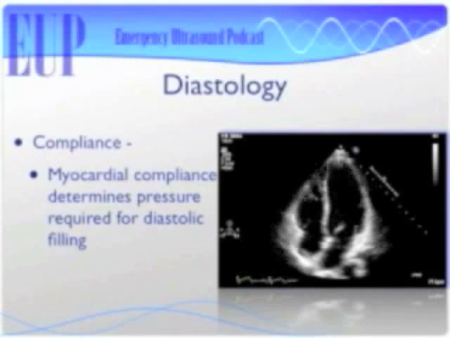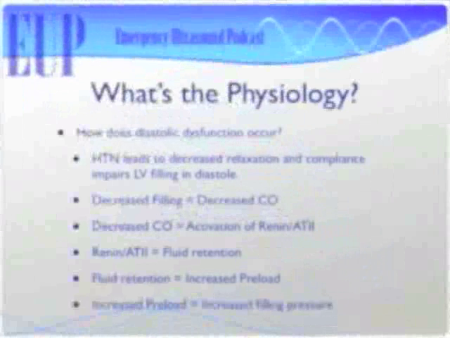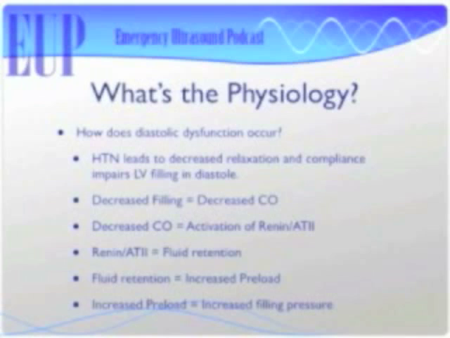So what's the physiology? How do these people go from having normal, pliable hearts to having hard hearts? The reason it occurs is usually because of hypertension. There are other reasons, but the main one we're going to talk about is hypertension. Just to briefly hit on it, hypertension leads to a thickened LV. A thickened LV leads to decreased left ventricular filling in diastole because it can't relax well, it can't comply well, because it's thick and it's hard. And decreased filling leads to decreased cardiac output.